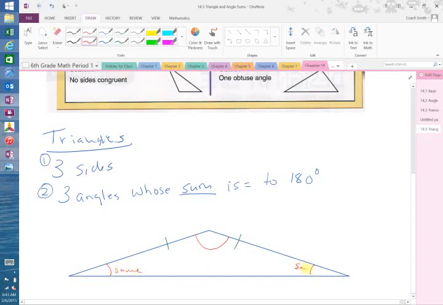Here and here. Okay? Now, what kind of angle is that angle right there? Is that an acute angle, an obtuse angle, or a right angle? Emily? Obtuse angle. So, this is obtuse.